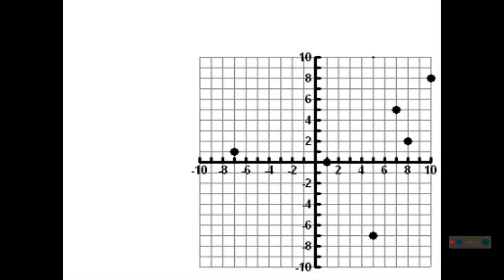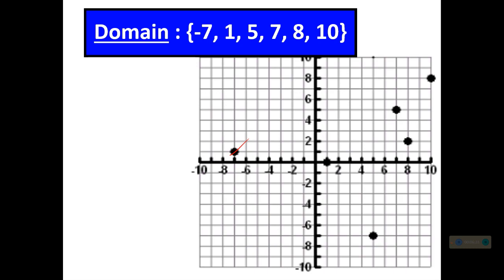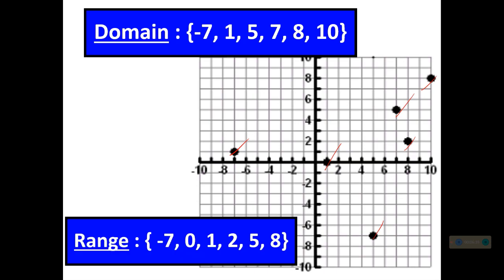How about this one? What will be your domain? Again, start from the least. So you have to start here. Our domain will be negative 7, followed by 1, followed by 5, then 7, then 8, and 10. Then our range, or the values of y, we start again from the least value of y. So we have negative 7, then 0, then 1, and then 2, 5, and 8 here. Question?